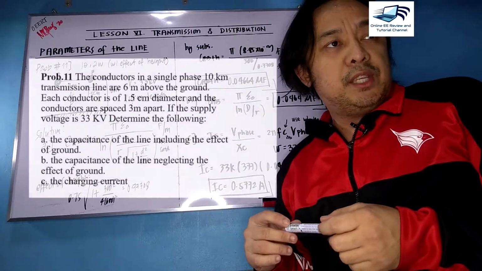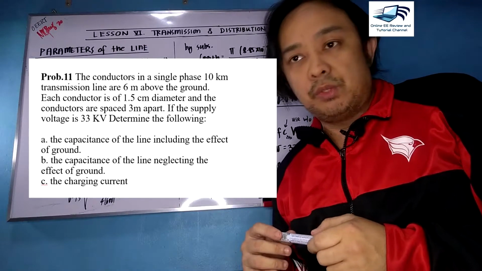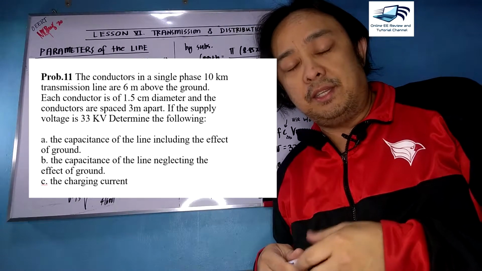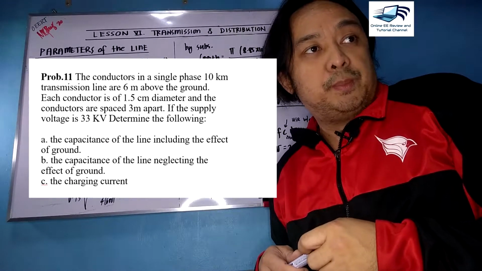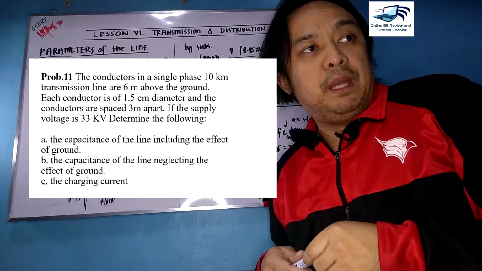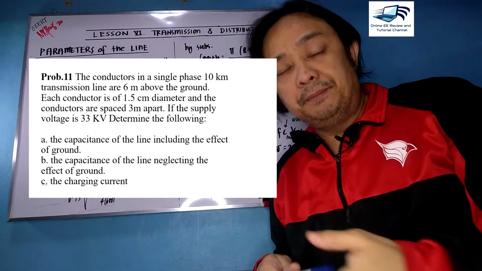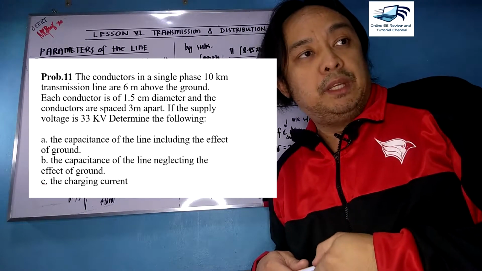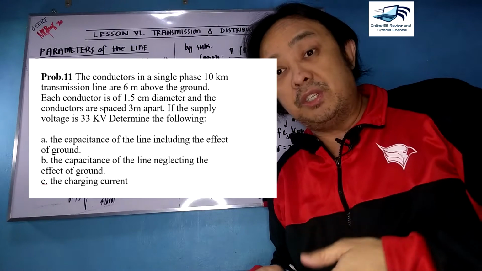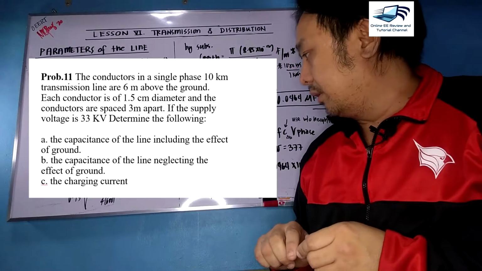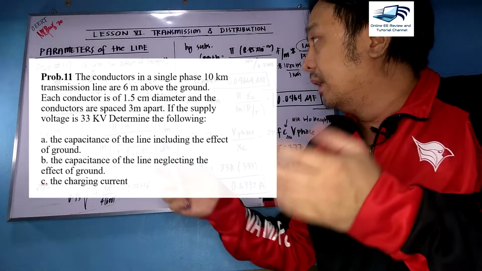The conductors in a single phase 10 kilometer transmission line are 6 meters above the ground. So it now has an effect of the height. Each conductor is 1.5 centimeter in diameter and the conductors are spaced 3 meters apart. If the supply voltage is 33 kV, determine the following: A, the capacitance of the line with the effect of the ground. B, the capacitance of the line, neglecting the effect of the ground. So let us see if there's any difference. And C, the charging current.